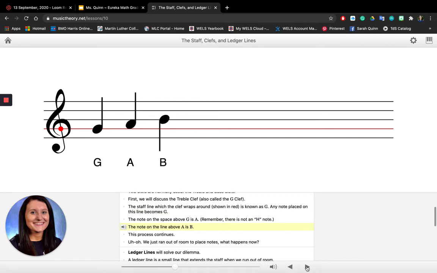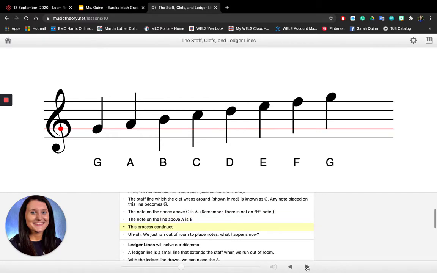So the note on the line above A is B. And then this process is going to continue. So we see it goes G, and then we start over at the beginning of the alphabet, and it goes A, B, C, D, E, F, and then we're at G again. And then the process would start over again at A.